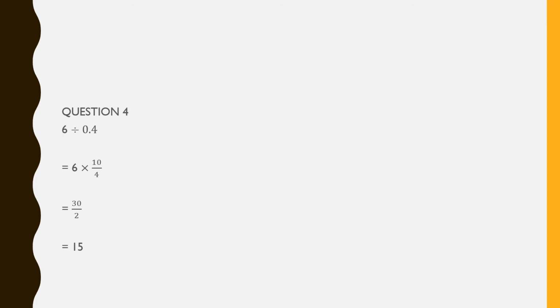Solving it further, we get 2 2s are 4 and 2 3s are 6. Then further we solve, we get 3 into 10 by 2, which is equals to 30 by 2. Solving further, we get 15 as the answer, as 2 15s are 30.